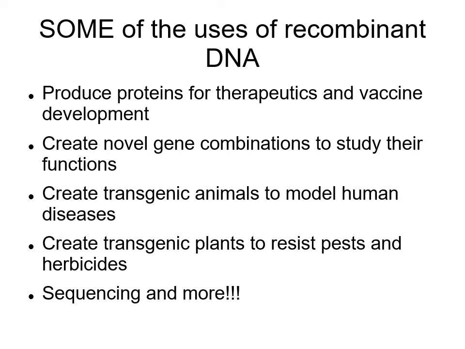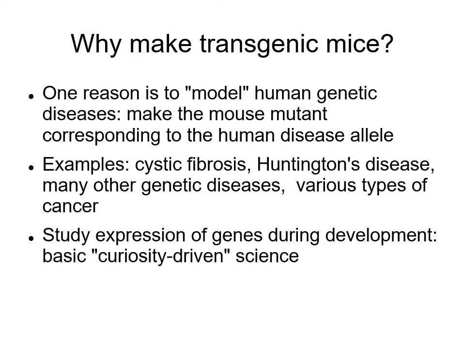So therapeutics for sure, novel gene combinations, transgenic animals, transgenic pests, all of our sequencing projects, etc. So for transgenic mice, for example, mice don't necessarily have the same diseases that people have, so you can create the disease in the mouse by knocking out or mutating the equivalent mouse gene to what is causing the problem in the human. So making mouse models of things like cystic fibrosis and Huntington's disease allows ways of trying to study and understand the disease in ways that you couldn't do just by dealing with humans.